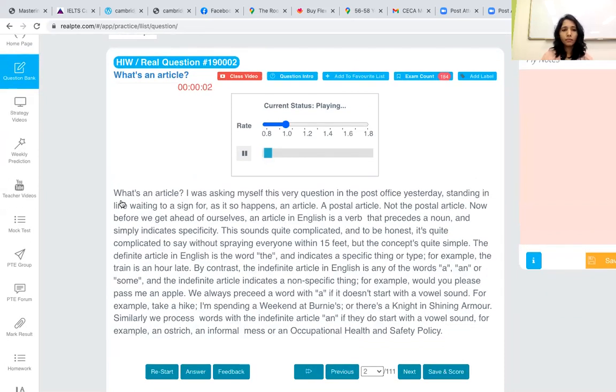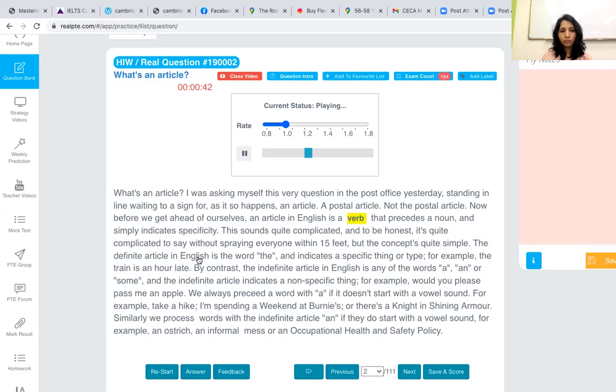What's an article? What's an article? I was asking myself this very question in the post office yesterday, standing in line waiting to sign for, as it so happens, an article, a postal article, not the postal article. Now, before we get ahead of ourselves, an article in English is a word that precedes a noun and simply indicates specificity. This sounds quite complicated, and to be honest, it's quite complicated to say without spraying everyone within 15 feet, but the concept's quite simple.